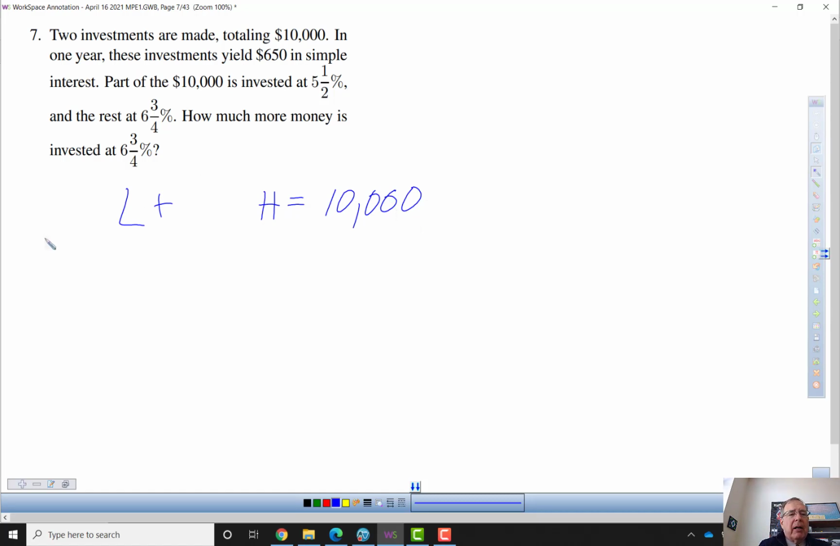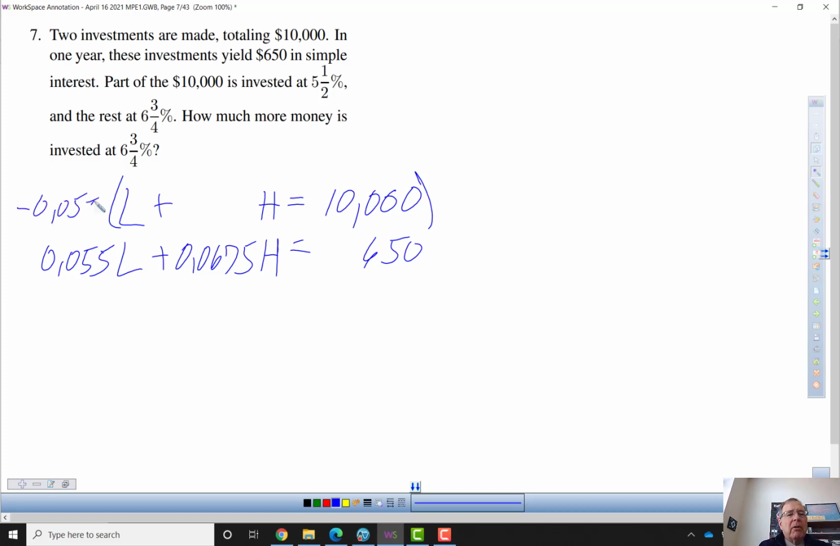So 5.5% is 0.055 as a decimal plus 0.0675 as a decimal for 6.75%, and then that totals $650. I want to eliminate the L variable, so I'm going to multiply this entire equation by negative 0.055.